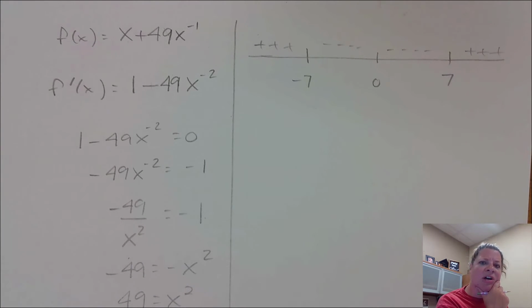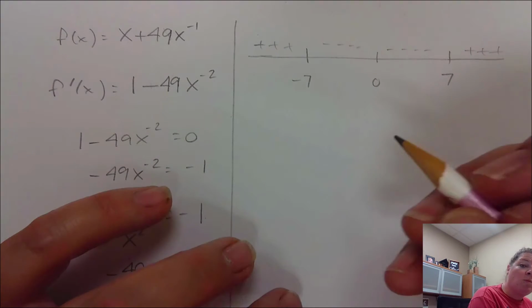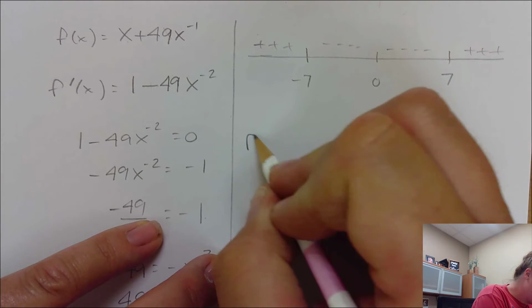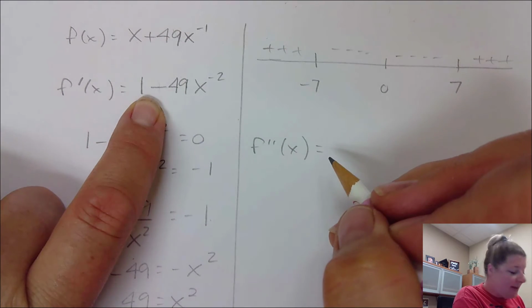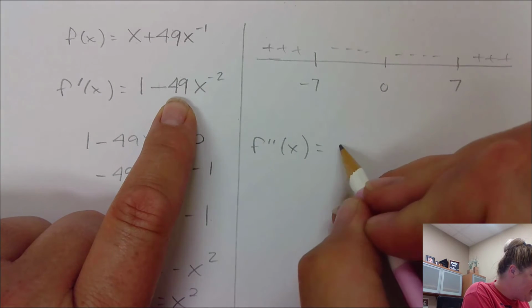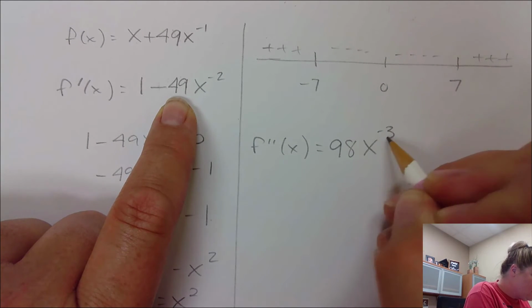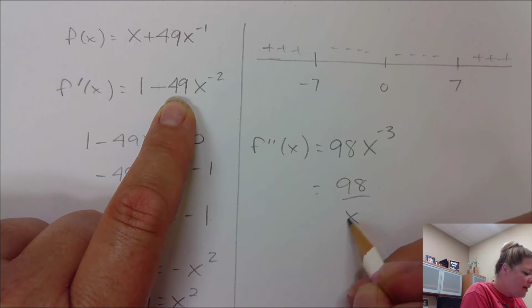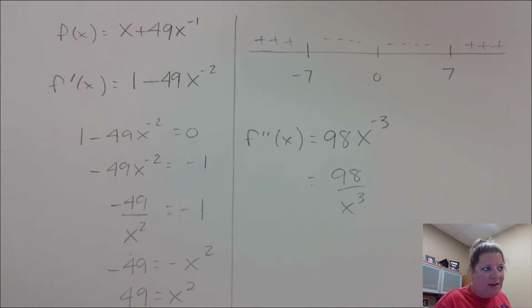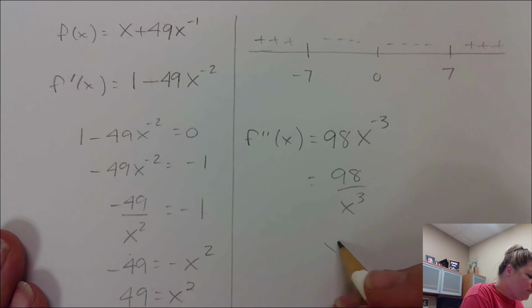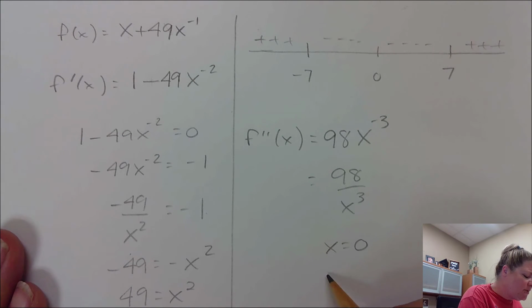One way to look to see if it is an absolute min or max is looking at concavity. Now I think this is probably more work than just graphing, but let's do that by hand. So what we're going to do is do that second derivative of this. The 1 goes away, and then negative 2 times negative 49 is 98 x to the negative 3. So we can write that as 98 over x to the third. So really the only value I'm going to have for this one, critical or inflection point or anything, is going to be 0.